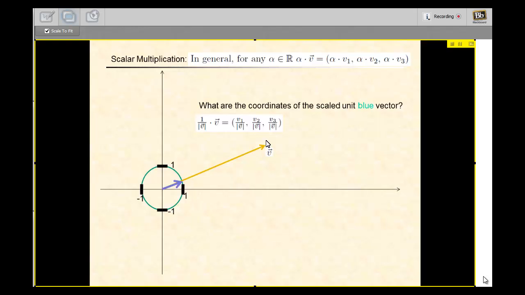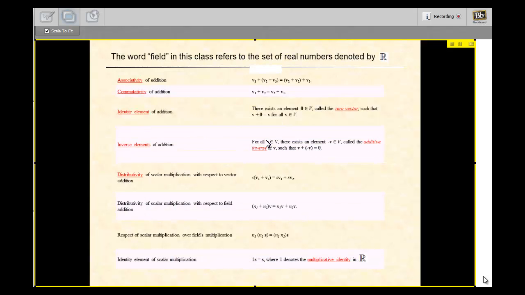What are the coordinates of the unit vector? It's a unit vector, so its coordinates will satisfy v1 square plus v2 square plus v3 square. There are some laws that we use in a vector space, and all of you should be aware of them.